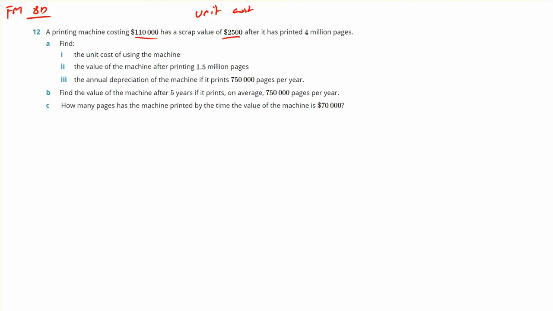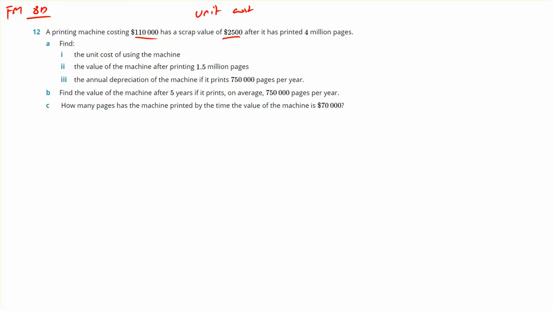The original cost of the printer was $110,000, and it has a scrap value of $2,500 after 4 million pages. So find the unit cost of using the machine. So how much does it cost to print per page?